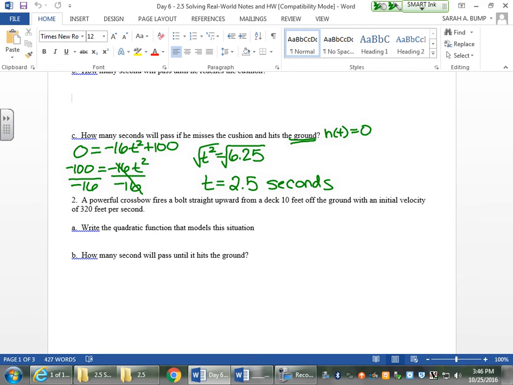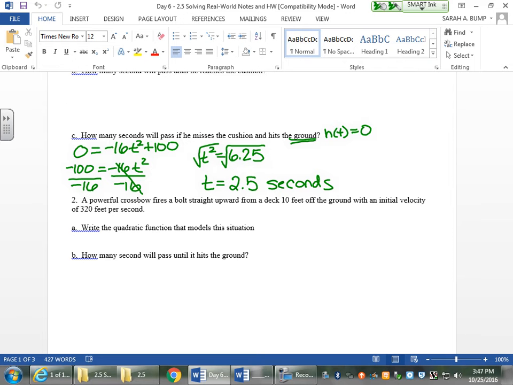The h naught would still be 13,000, that's the h sub 0, but h of t, if we're halfway down, would be 6,500. So halfway, you're just essentially taking half of that. And that's what you would sub in for h of t and solve by square roots.